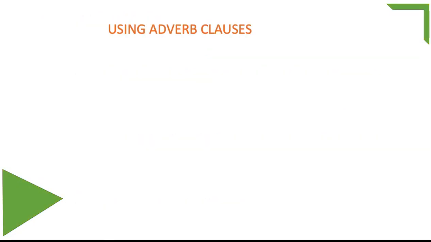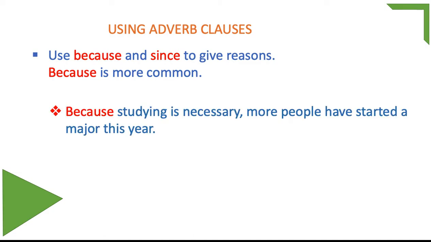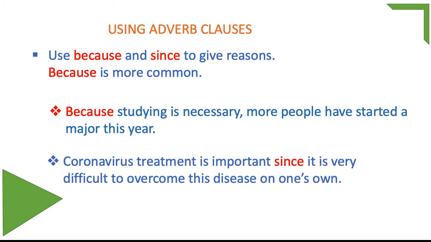Now, let's study a little bit more about this. We use because and since to give reasons. Yeah, because is more common. Let's see the examples. Because studying is necessary, more people have started a major this year. Coronavirus treatment is important since it is very difficult to overcome this disease on one's own. So, in the two examples provided, we're giving reasons, right?